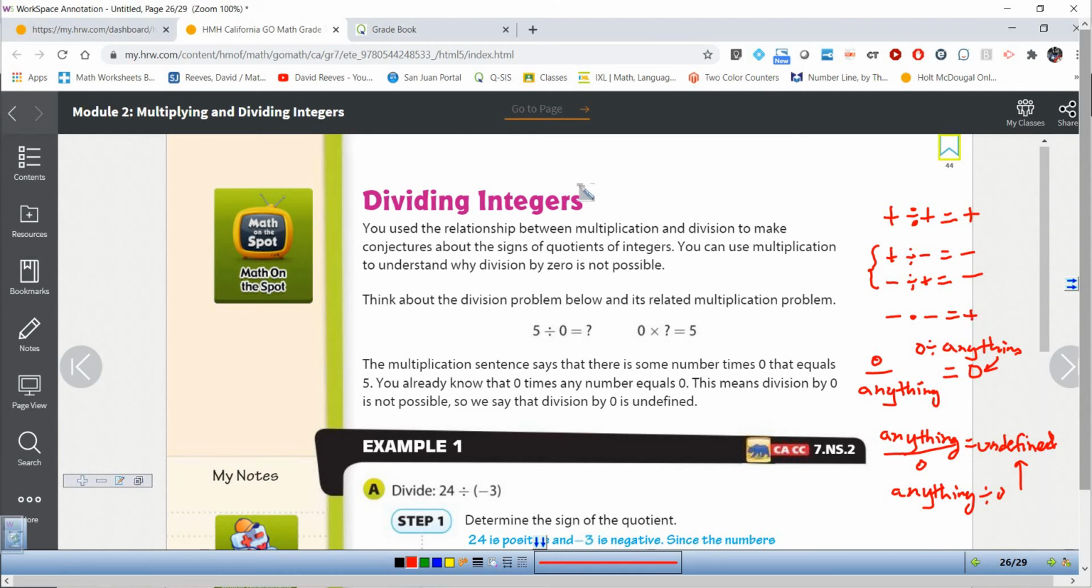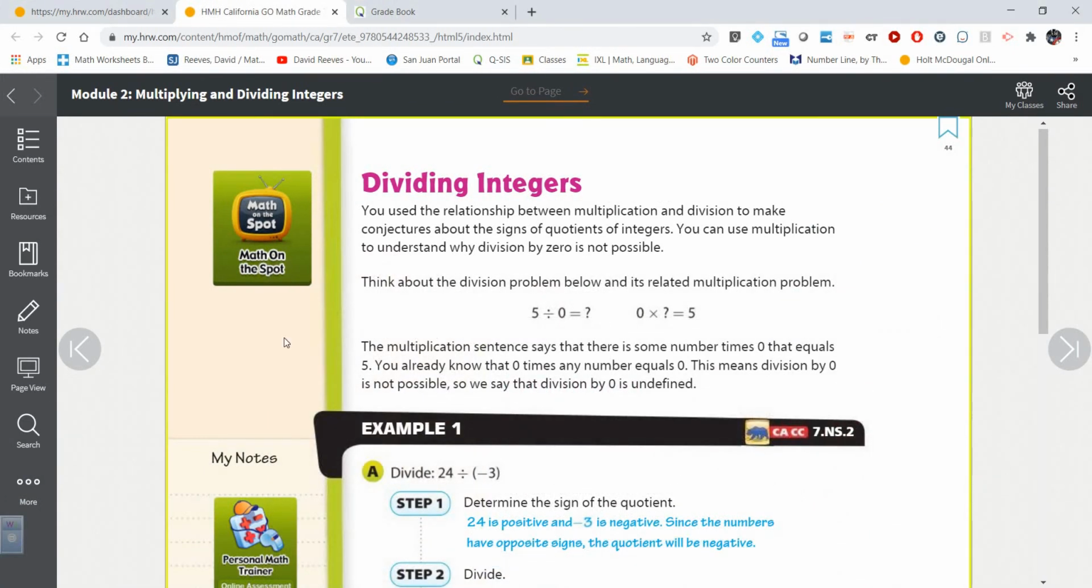Okay? All right, so that is our second section on dividing. You need to know these rules, and you need to make sure you know about 0. And by the way, we'll be doing some application problems. If you're looking for problems and examples, that will be in the next video.